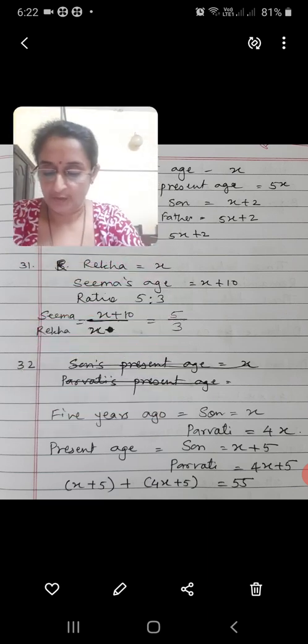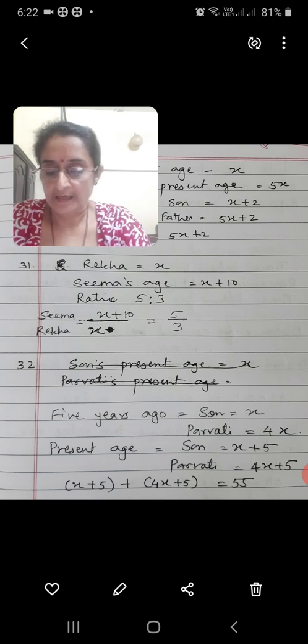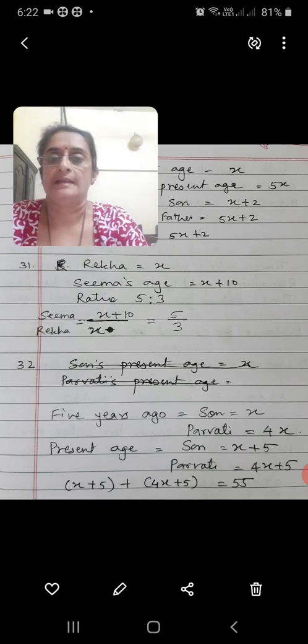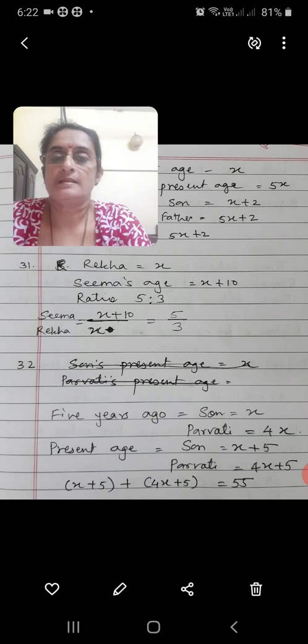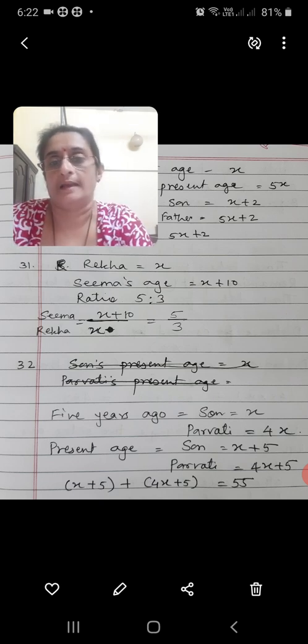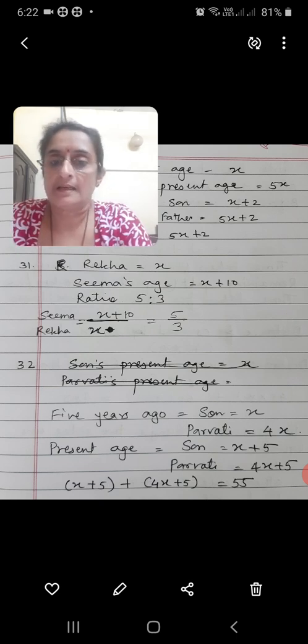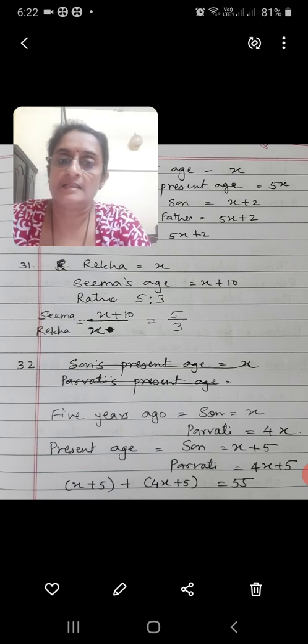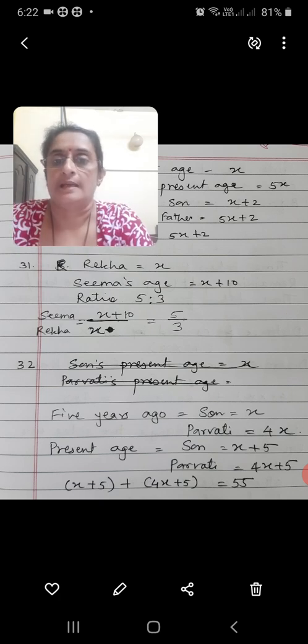the 31st question. The question is, Seema is 10 years elder than Rekha. The ratio of their ages is 5:3. Find their ages. Seema's age is 10 years more than Rekha's. So who is smaller here? Rekha is smaller. Okay. So we'll consider Rekha's age as x, and Seema is 10 years older than Rekha, so Seema's age will be x plus 10. Got it? Rekha is x, Seema's age is x plus 10.